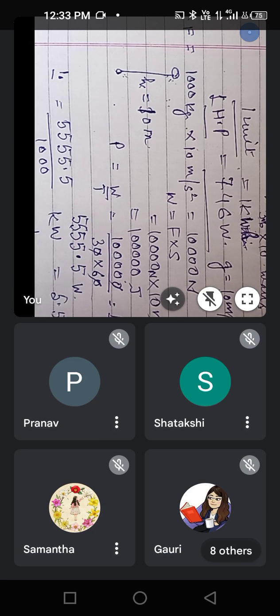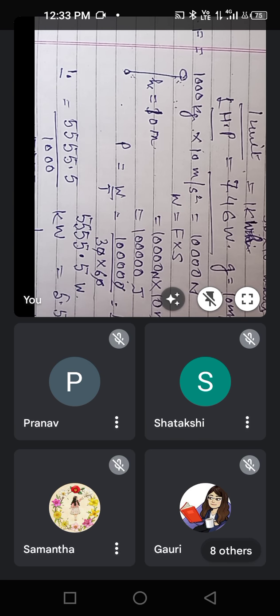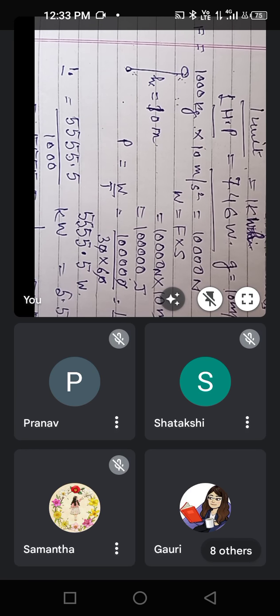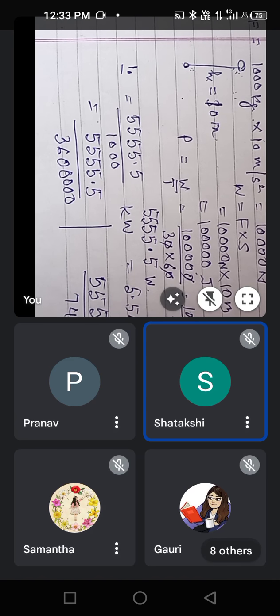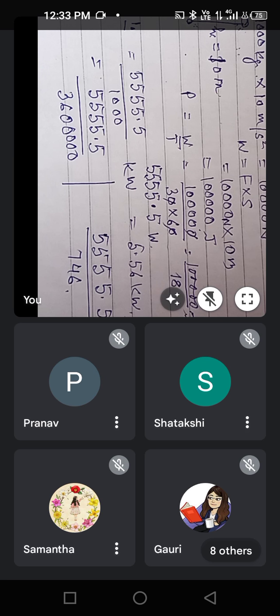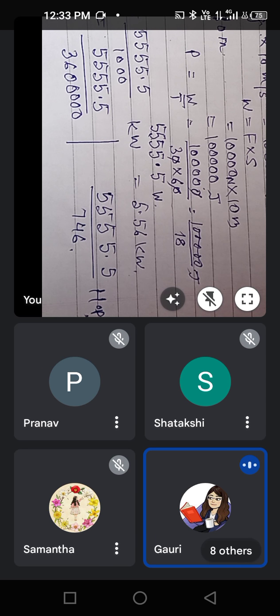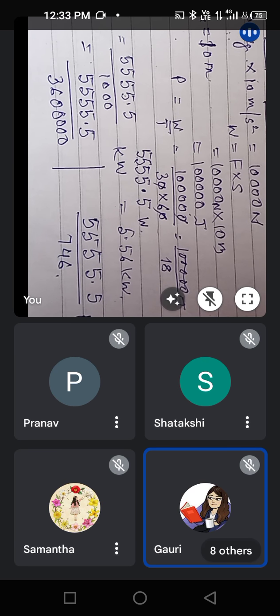And the third part was horsepower. So 5555.5 divided by 746 will give you the horsepower. Is it okay? You can see, na? Okay, hurry up. Do it in your fair notebooks. Then I will give you another question.